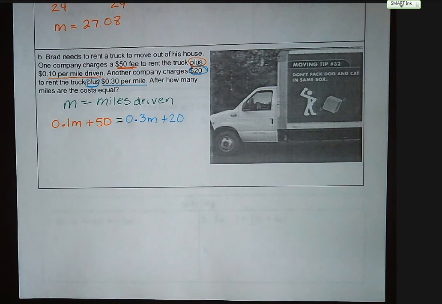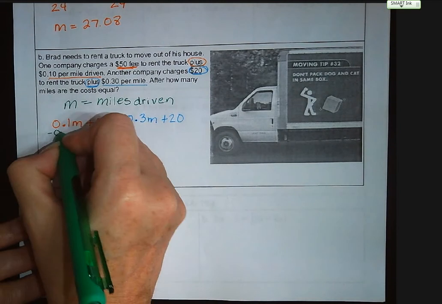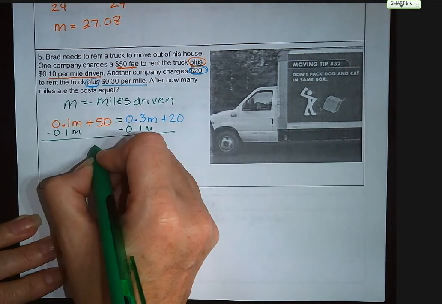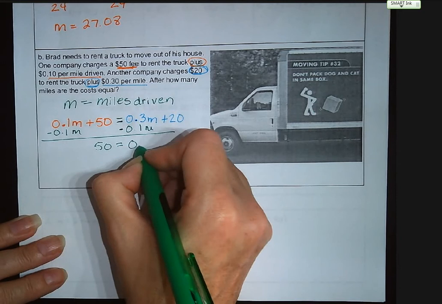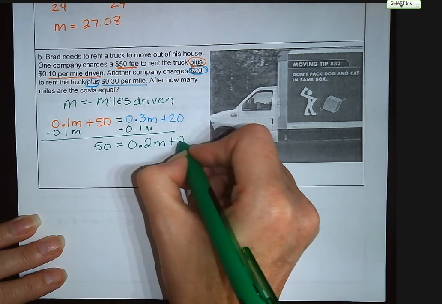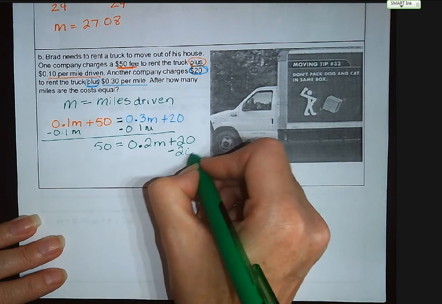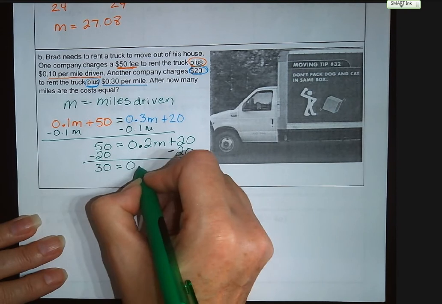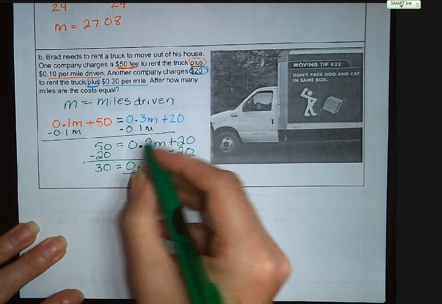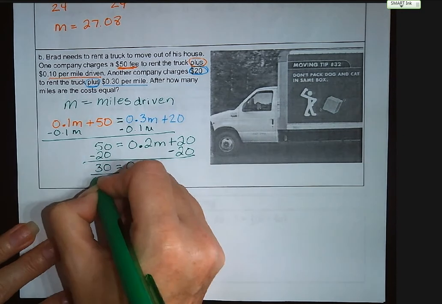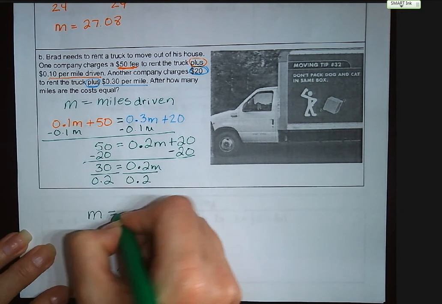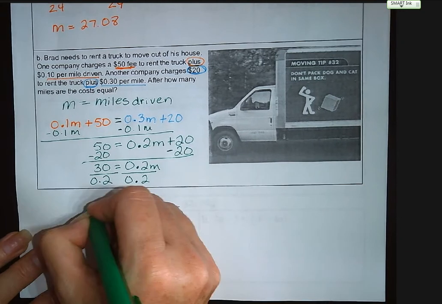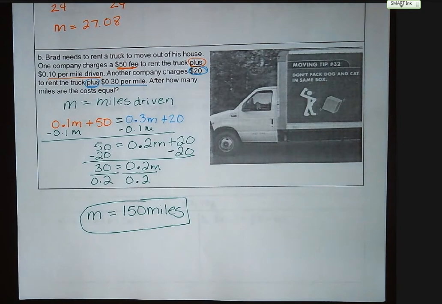So now we get our variables to one side. Subtract 0.1 from each side, and we get that 50 is equal to 0.2 M plus 20. Subtract 20 from both sides. So 30 is equal to 0.2 M. Divide by 0.2, and we get M is equal to 150 miles. So when you drive 150 miles, the 2 companies will cost exactly the same.